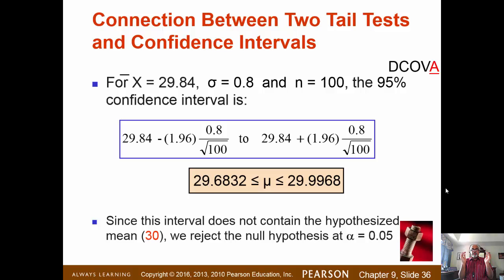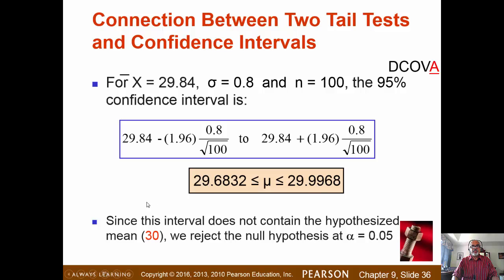But if the mean in the hypothesis is not inside the confidence interval, if it's outside the confidence interval, either on the left side or on the right side, then we can say that the x bar is so far off from the central value, from the point estimate, that we can reject the null hypothesis.